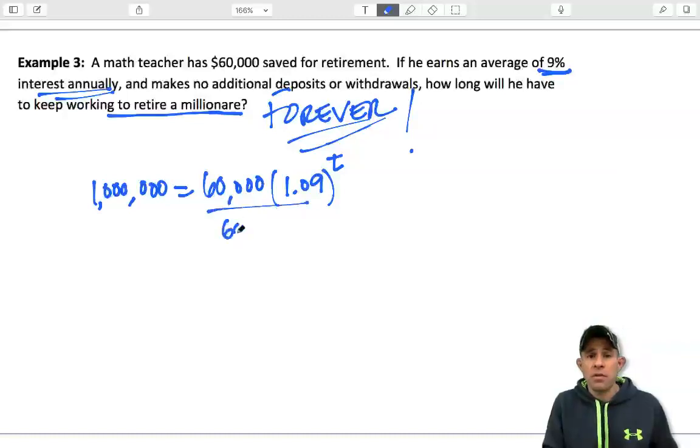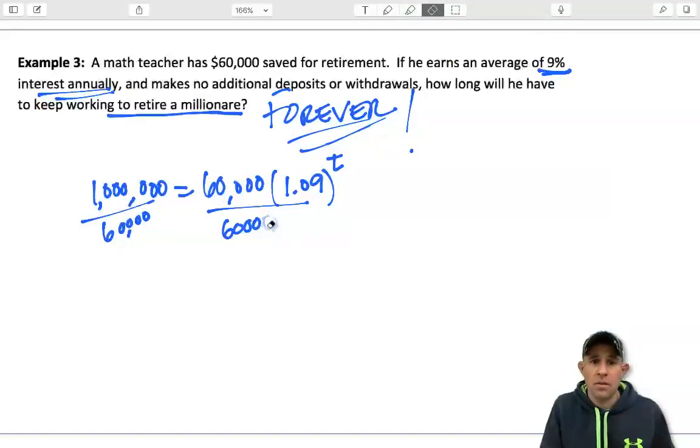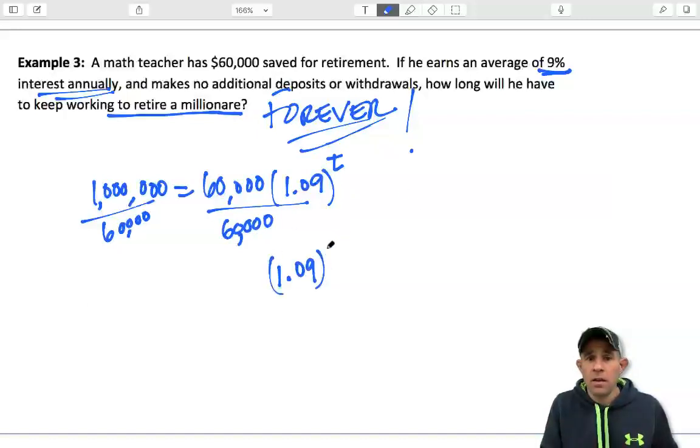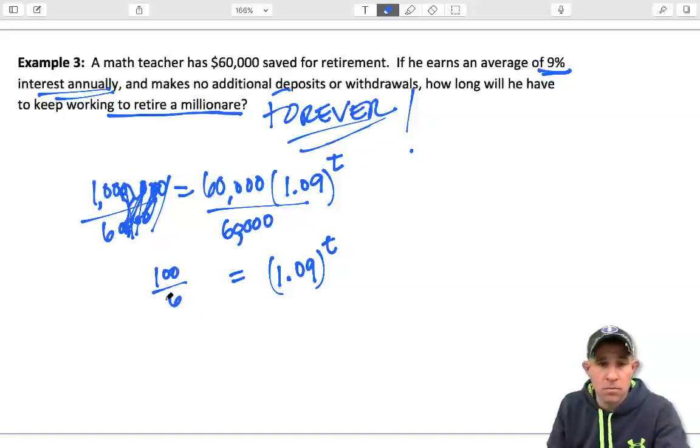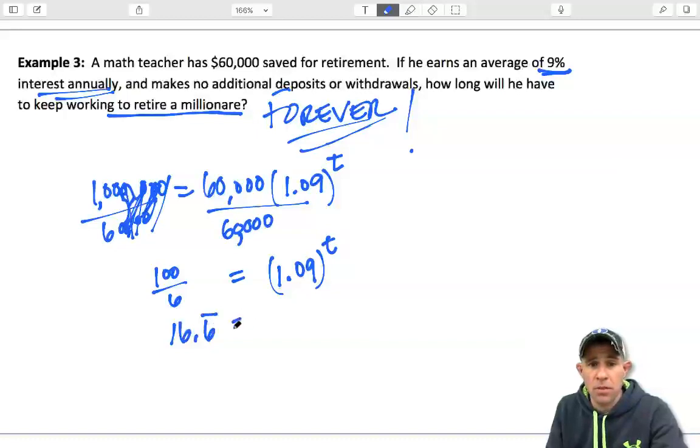So just like in the previous problem, we're going to divide both sides by 60,000. There we go. And then that leaves us with 1.09 to the t power is equal to, that's going to cross off 1, 2, 3, 4 zeros, 100 over 6. So again, on your calculators here, I'm just going to do the math. That gives me 16.6 repeating is equal to 1.09 to the t.